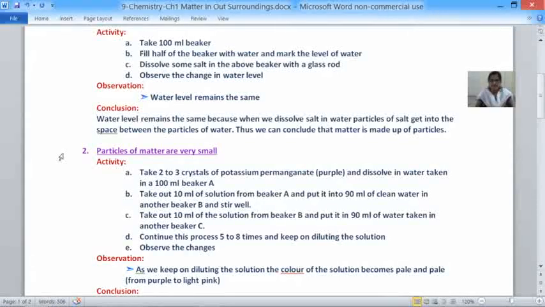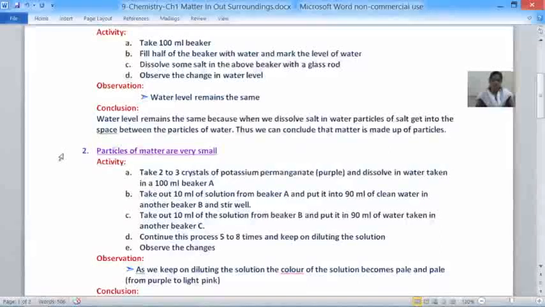After some time we can see and note down the color of the solution in beaker B. Now again take 10 ml of the solution from beaker B and pour it into 90 ml of water taken in beaker C. Again note down the color change of the solution. Continue this process 5 to 8 times and keep on diluting the solution.